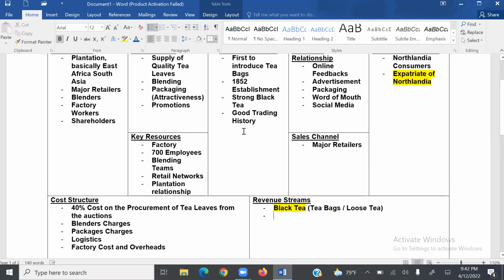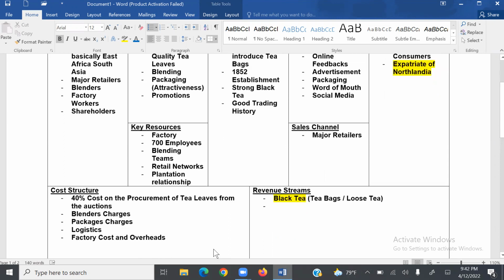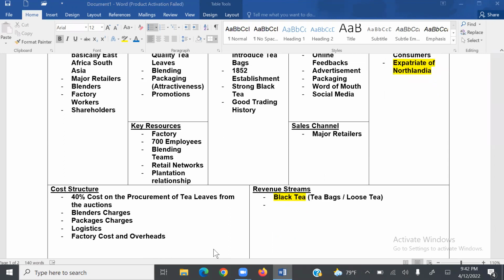Sir, one quick question. On the cost structure, shall we include advertisement and marketing, because piping is spending lots of money on these advertisements? Yes, we can do that. We can do that as well. So students, coming back to the application, let's start doing this.